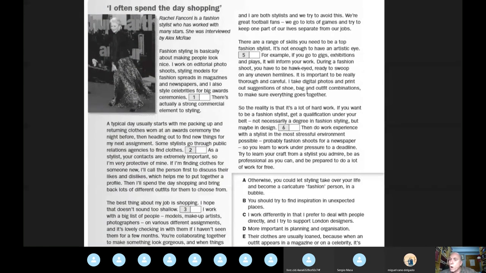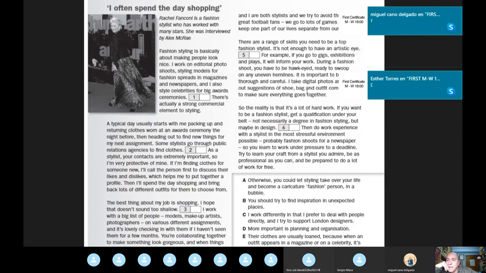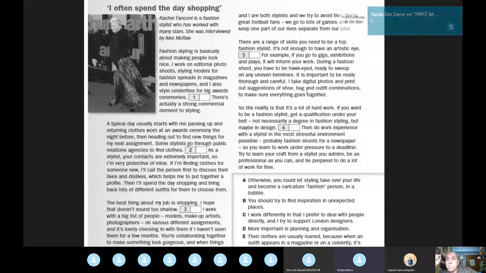Let's see here. In number one, what is the letter that you consider to be the perfect choice? In number one, friends, tell me your opinions. E for Sarai, E for Sylvia, yes. E for Estelle. What about Mike? Mike is F. Do we have another answer? Sergio is E, and Miriam Benito is E. Friends, hi Miriam, how are you, friend? The answer is E. Their clothes are usually loaned because... letter E. So number one is letter E.